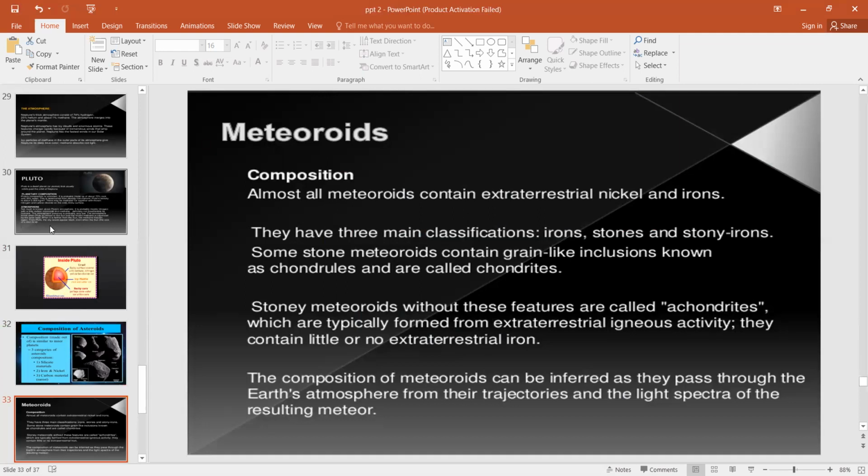So meteoroids. Almost all meteoroids contain nickel and iron. They have three main classifications: iron, stone, and stony irons. Some stone meteoroids contain grain-like inclusions known as chondrules and are called chondrites.